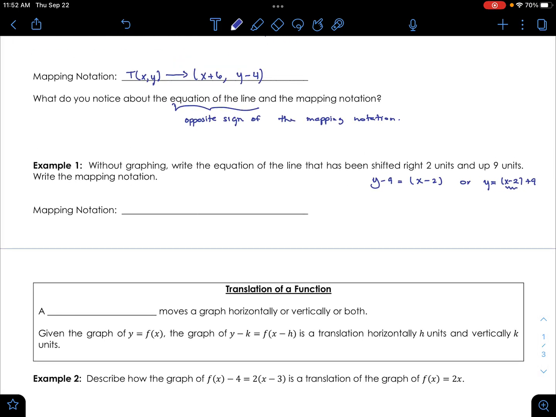And then to write this in mapping notation, you would have xy mapping to x plus 2 and y plus 9.